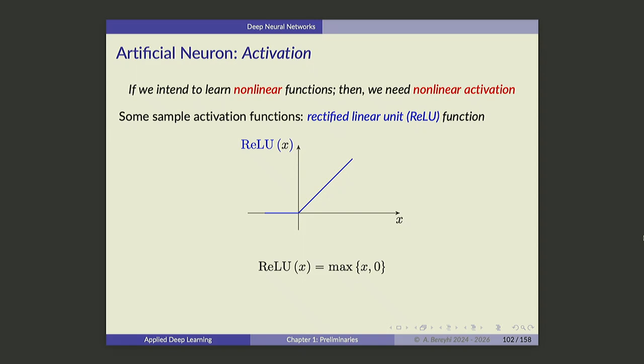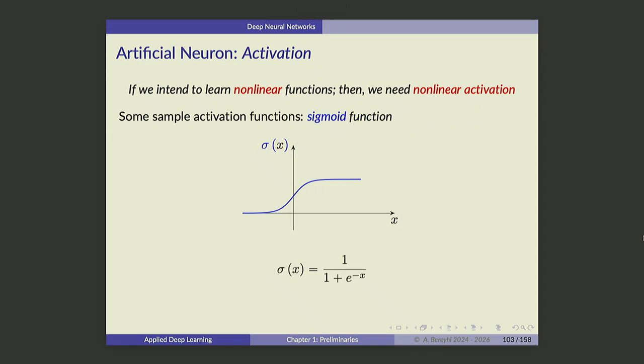This is the easiest nonlinearity you can add. But that one is enough. That simple thing is enough, right? So this is the ReLU function. You can write it down in this form, max of x and 0. You can have a sigmoid function. This is the sigmoid function.